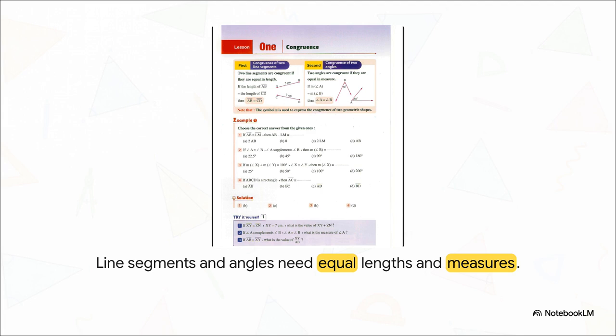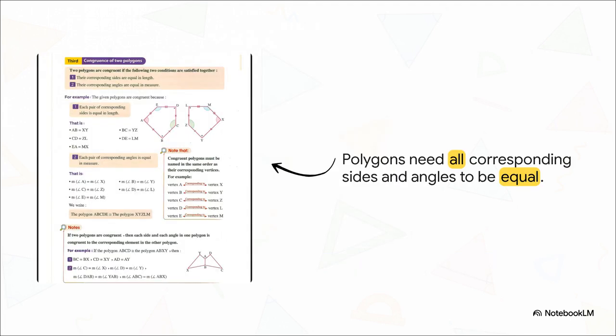Easy enough, right? But here's where things get a bit tedious, when we step up to larger polygons. To prove two big shapes are congruent the traditional way, two very strict conditions have to be met. First, every single pair of corresponding sides must be equal in length. Second, every single pair of corresponding angles must be equal in measure. If you're looking at those pentagons, that means verifying 5 pairs of sides and 5 pairs of angles. That's 10 separate elements you have to check and match perfectly. It is honestly exhausting just thinking about it.